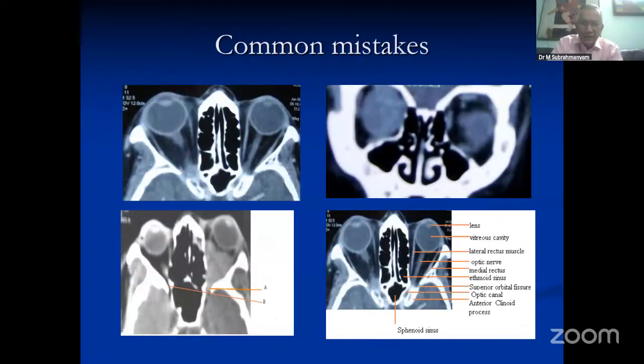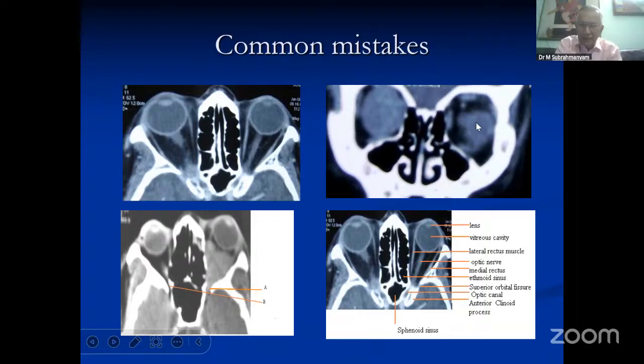The common mistakes that one, especially residents, make is in the axial sections. Remember that the optic nerve is not straight and it may not come as a single line, as you see here. There is a small sinuous course of the optic nerve, in which situation there will be an apparent discontinuity, as you see here. This is normal.